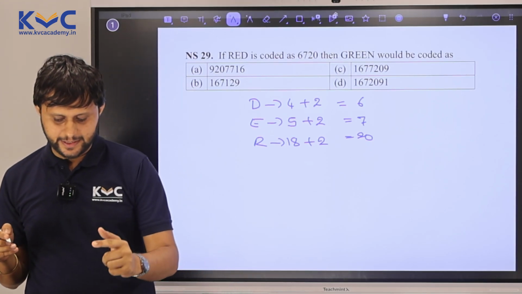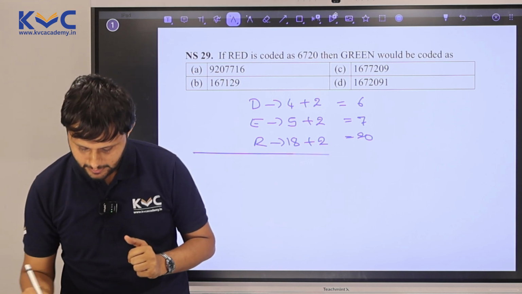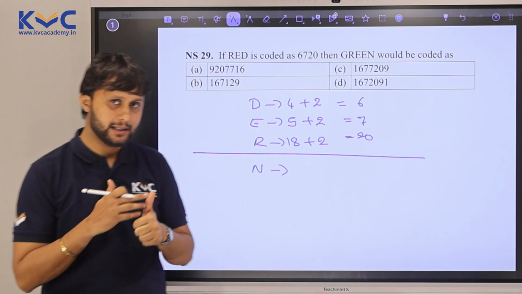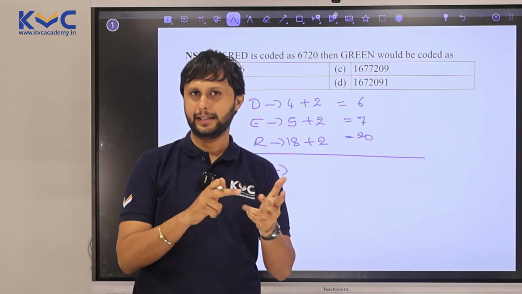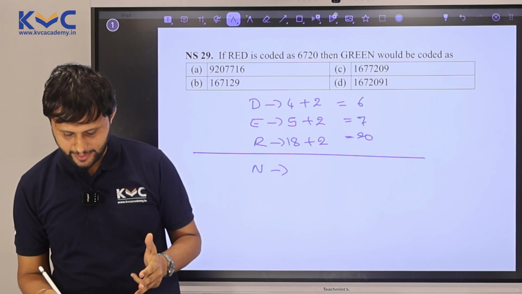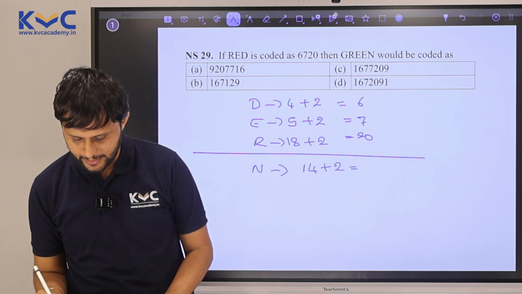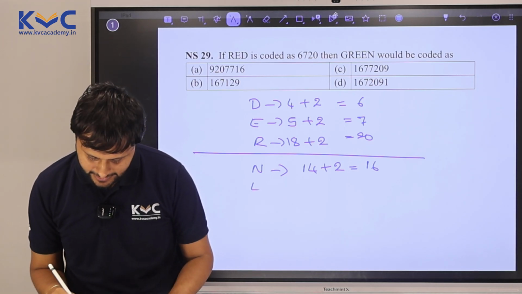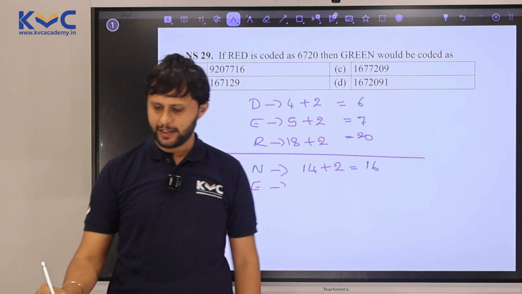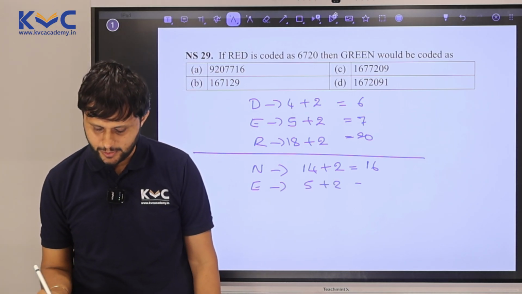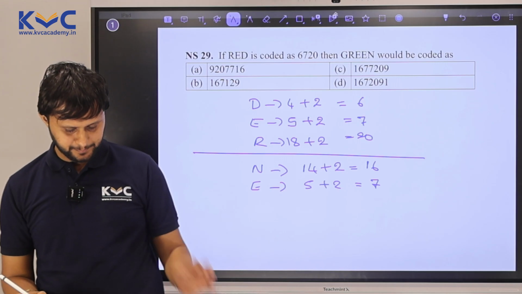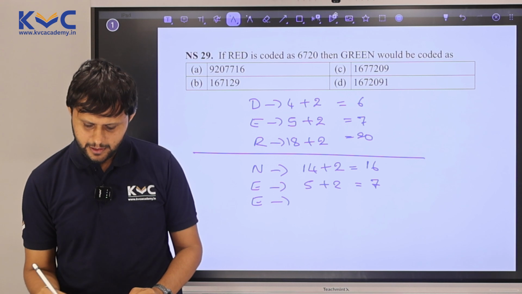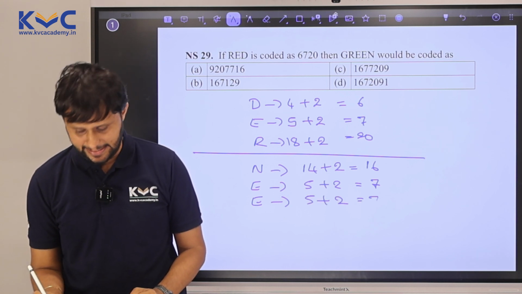Fine. We start with N. What is the number of the letter N? J, K, L, M, N. 14. But I have to write 14 plus 2 equal to 16. Correct? Plus 2 is added. Next we have E. E normally is 5 plus 2 should be 7. 5 plus 2 equal to 7. So 16, 7. Okay, it's there in quite a few options. Then again we have E. So another 7 for the second E.